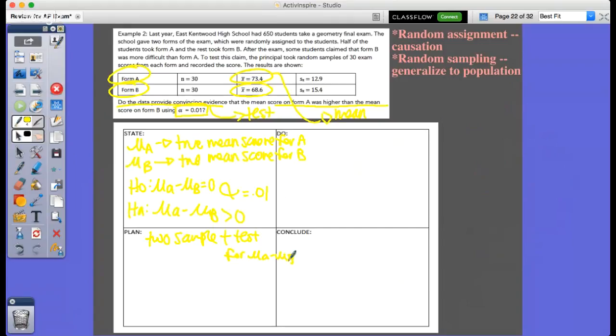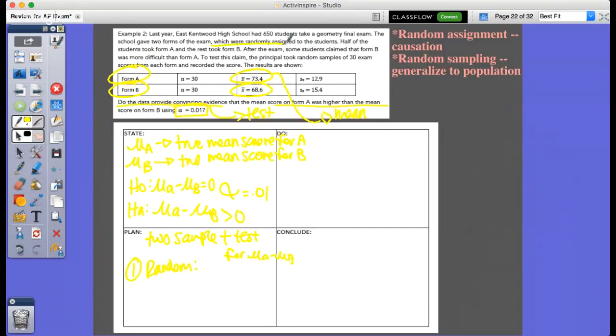Okay, we've got our randomness. Yep, so we've got random samples. And we want to make sure we write those out, right? So we've got random in this case. So based on this, was it randomly assigned? Recorded the score.